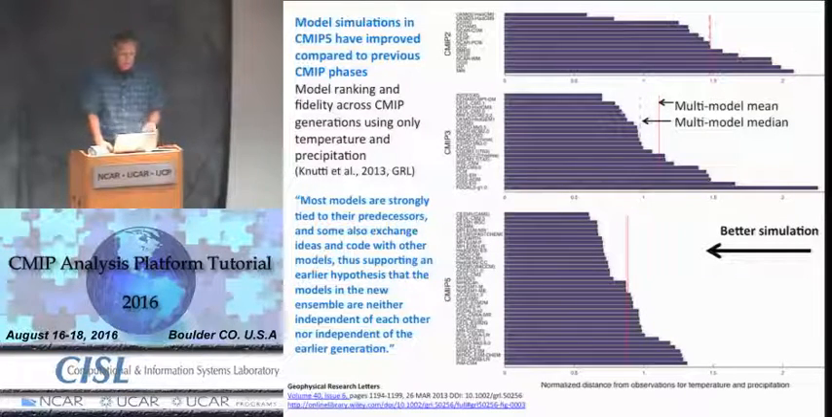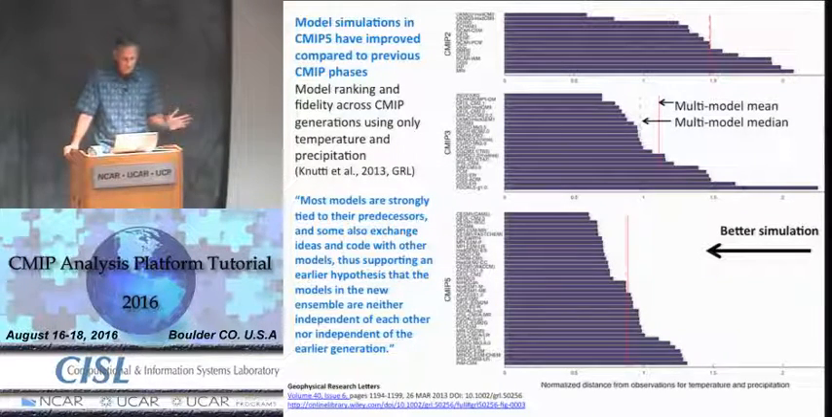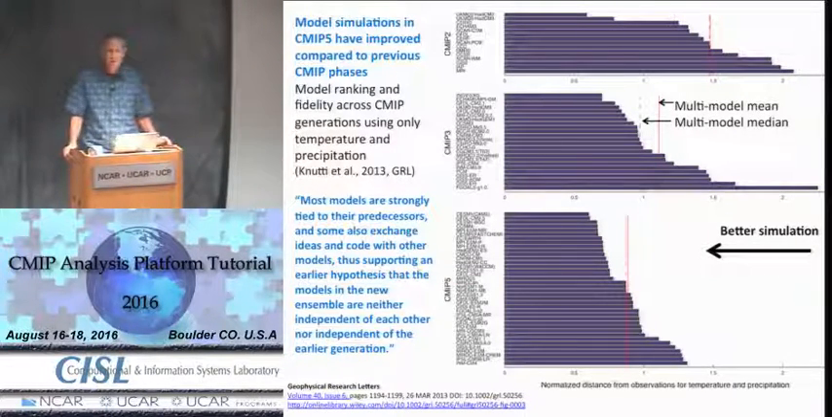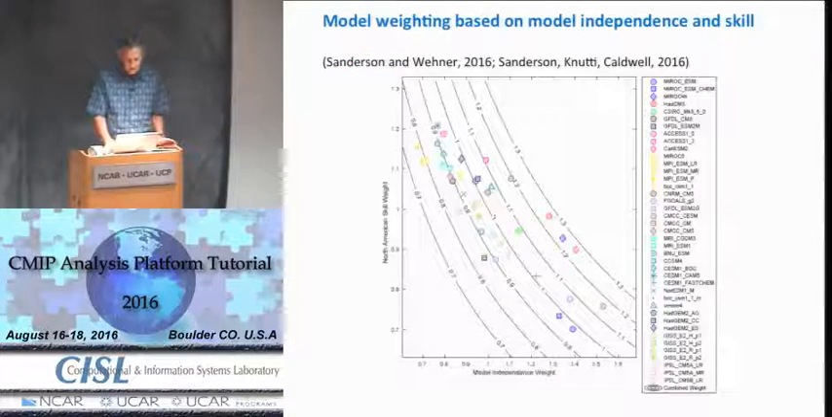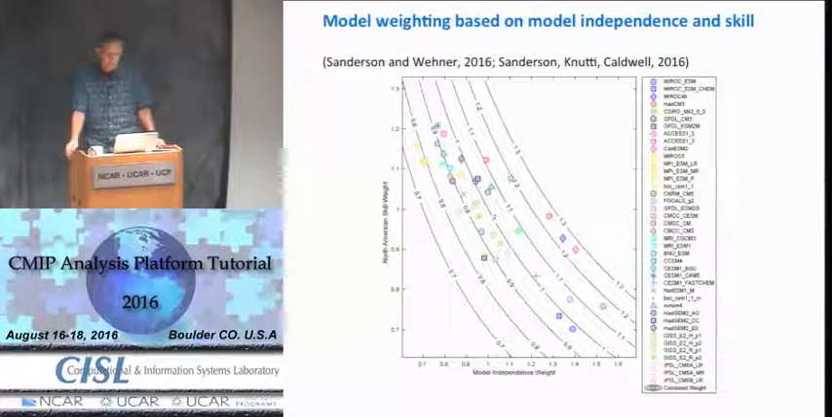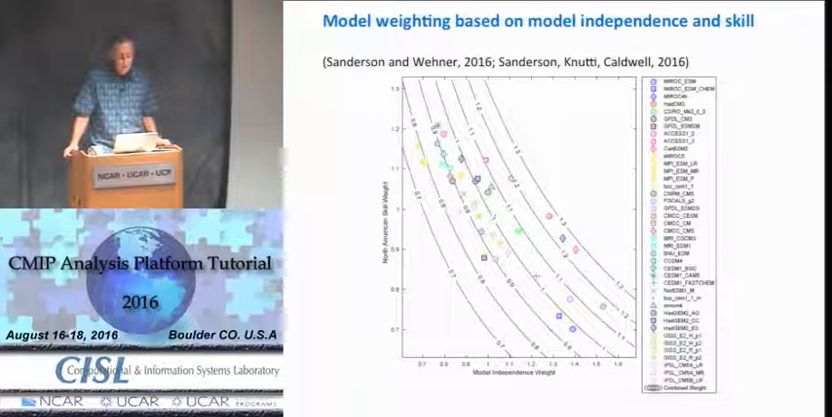But in this paper, this is a really great quote that Reto came up with: most models are strongly tied to their predecessors, and some also exchange ideas and code with other models, thus supporting an earlier hypothesis that the models in the new ensemble, meaning CMIP 5, are neither independent of each other nor independent of the earlier generation. So this is the model independence idea that's going to be discussed at this meeting, and it comes to bear in things like this, from a couple of papers by Sanderson and Mike Weiner, who's back there, and also Ben Sanderson and Reto and Peter Caldwell.